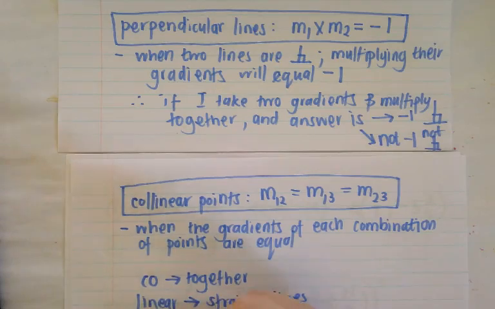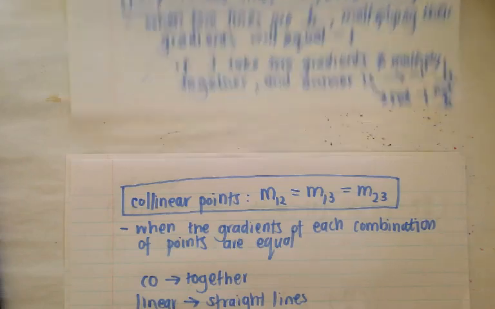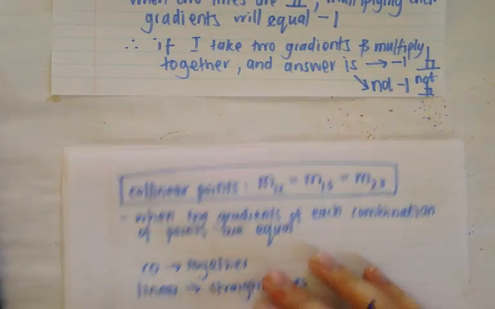Therefore, collinear points. You still busy with perpendicular lines? So you're on the last part. Okay.